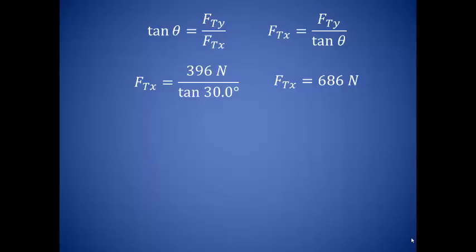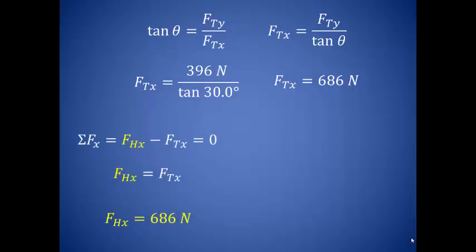Now this is going to let us find a couple of things. First, we know from our sum of forces equation that the X component of the hinge will be equal to the X component of the tension. So the X component for the hinge is 686 newtons.